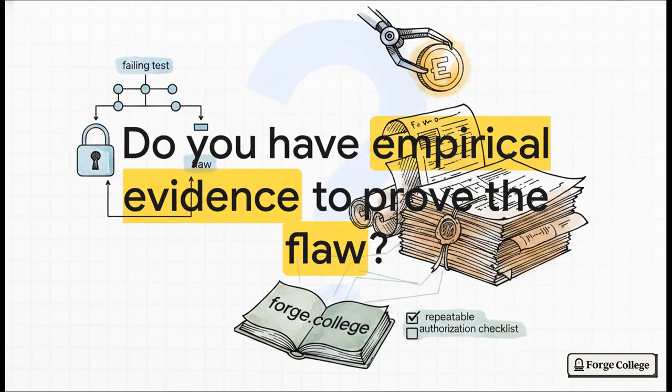So, I leave you with this final thought to ponder. Is your failing test just a hopeful hypothesis, or do you have the actual empirical evidence to prove the flaw? Always remember, in smart contract auditing, evidence is your currency. A failing test without a trace is a weak argument, but a fully documented debug report, that is undeniable.